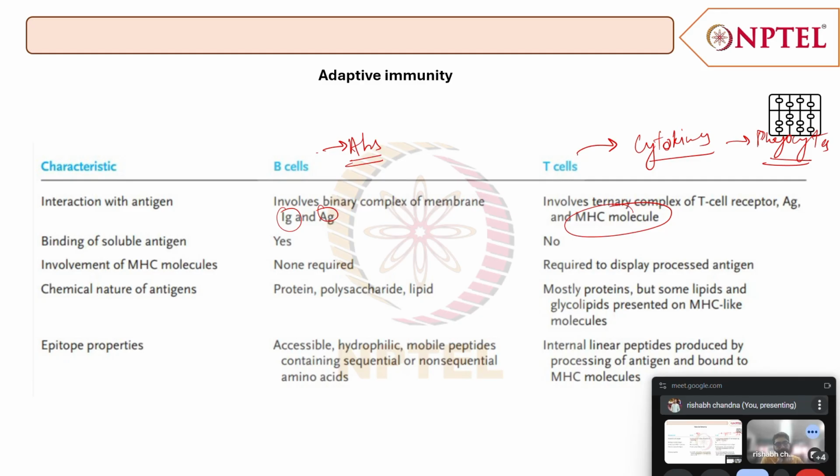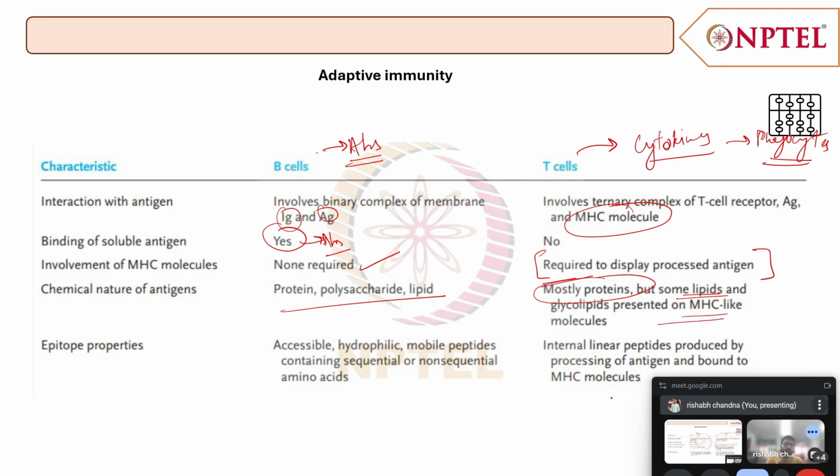Then, binding of the soluble antigen. B cells can directly bind soluble antigen through antibodies, but T cells cannot bind any soluble antigens. Involvement of the MHC molecule: B cells do not require MHC molecules, but T cells require MHC molecules to present the antigens to the T cell receptor. Chemical nature of the antigens: proteins, polysaccharides, and lipids can be presented to B cells, but mostly proteins are involved for T cells. Some lipids have been seen to be presented to T cells on MHC-like molecules.